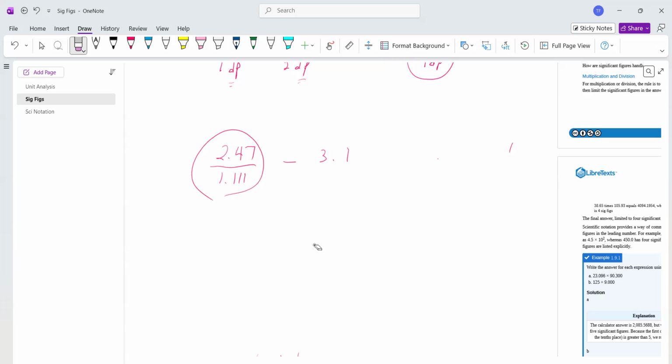And my calculator gives me this really long answer. So this is 4 sig figs, 3 sig figs. So our answer to this is going to have 3 sig figs. This is what my calculator tells me, 2.223222322. Now that's not 3 sig figs. So we need to go to the fourth place.